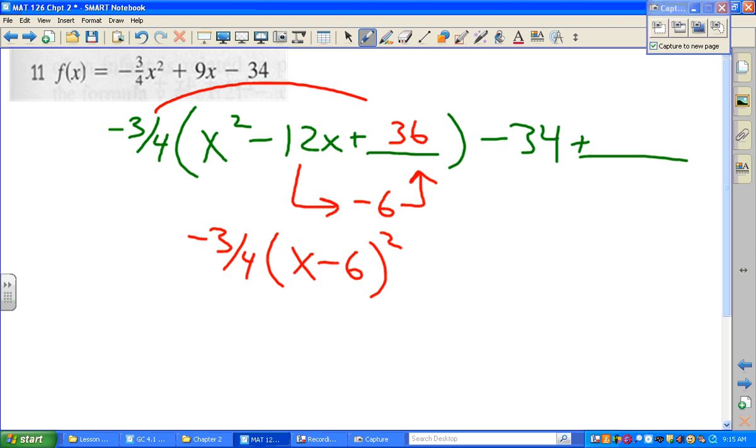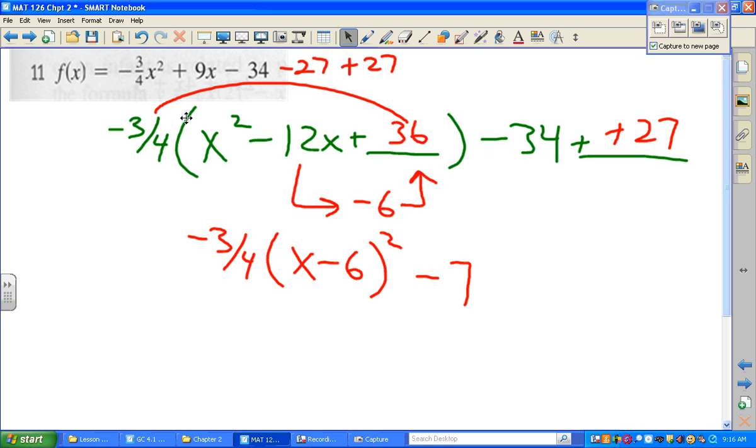Ooh, what did you actually... Yeah, you get negative 27, don't you? So I actually added a negative 27 to the problem. To make sure I don't change the value, I have to add 27, so I'm going to put a plus 27 right there. Because this is a negative 27, so to make sure it's 0, I have to add 27. So negative 34 plus 27 is negative 7. I think that's all it's asking for, isn't it? Yeah, the equation. Fantastic. All right.